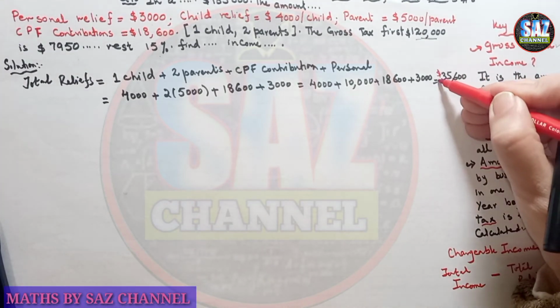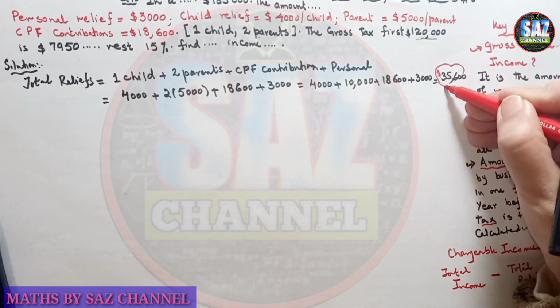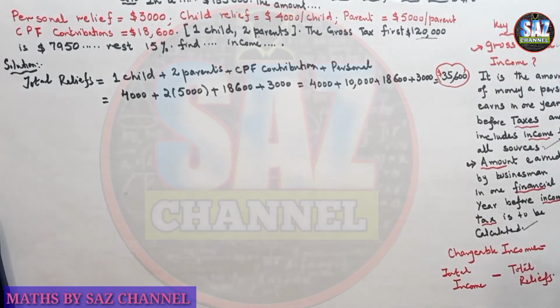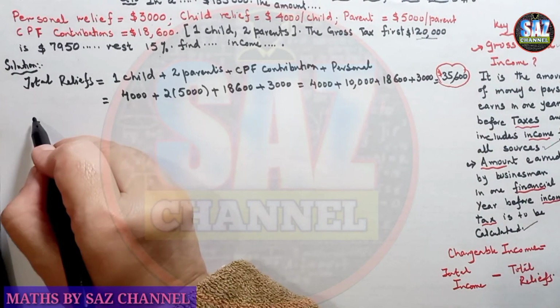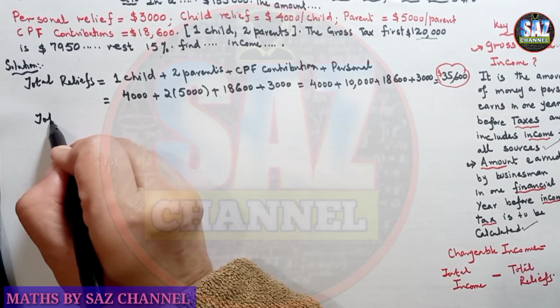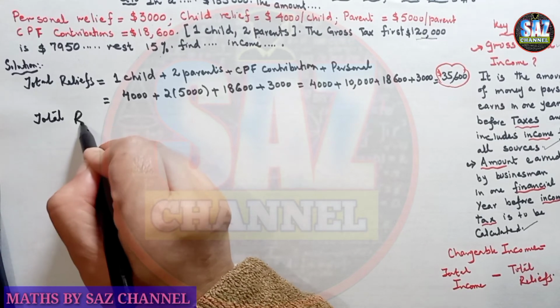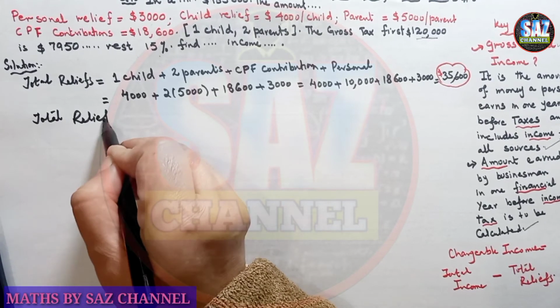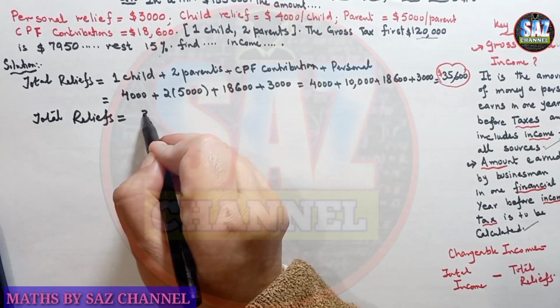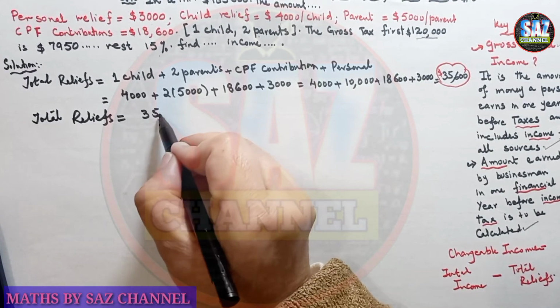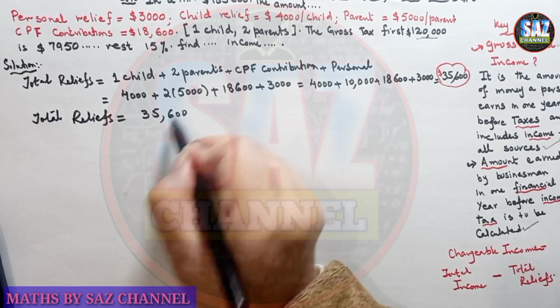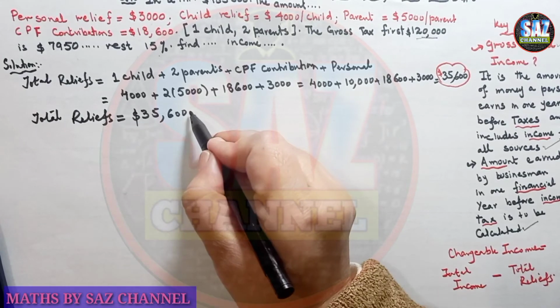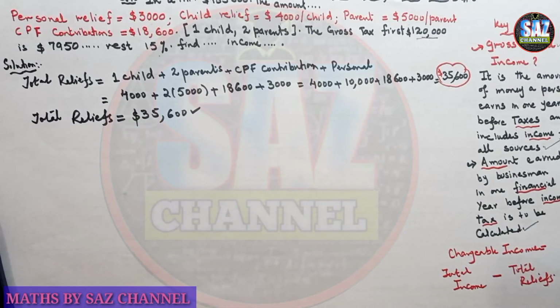Let me block the answer, total reliefs. These are the total reliefs that he is getting. So let me write this value again over here. Total reliefs are 35,600. So this is the amount on which he doesn't have to pay the tax.